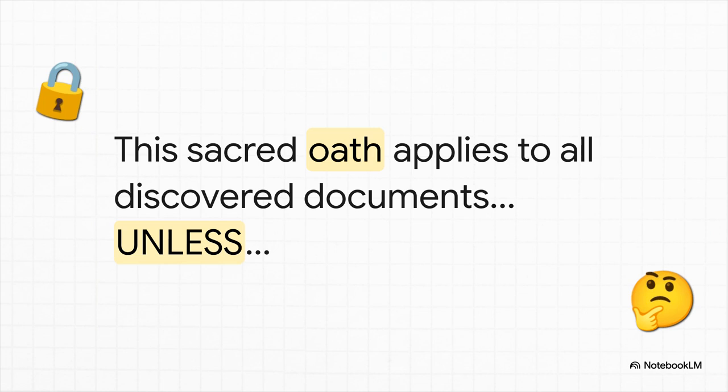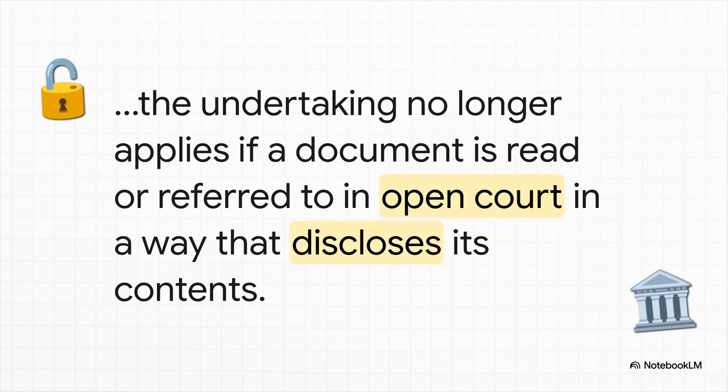But wait, there's a huge exception to this undertaking. It's a big one, and you absolutely have to know it. Okay, here it is under Rule 20.03, Subrule 1. If that secret document gets used in open court in a way that reveals what's in it, well, the undertaking is lifted. The cat's out of the bag, the secrecy is gone. Remember that rule, 20.03, Subrule 1.